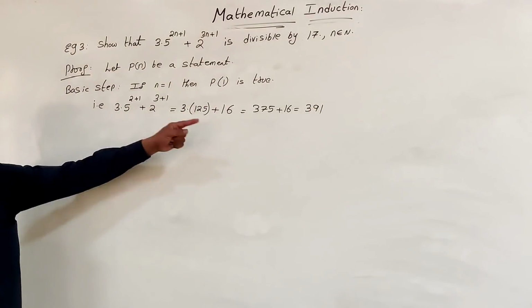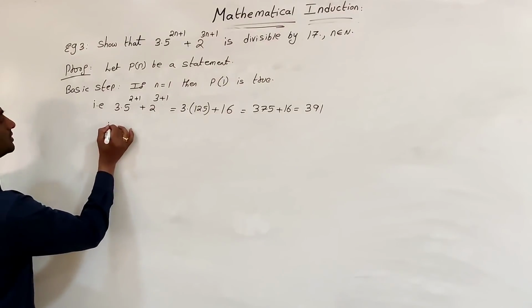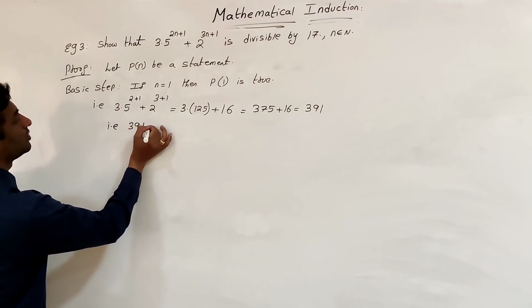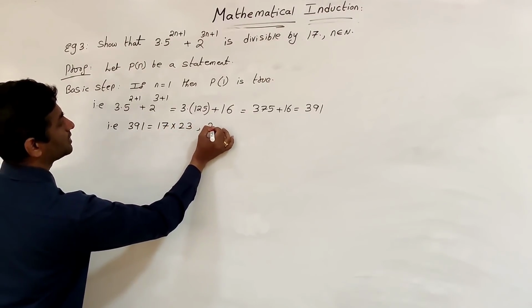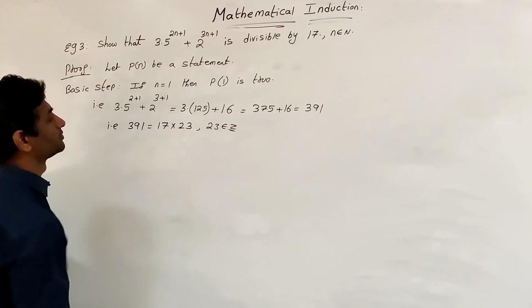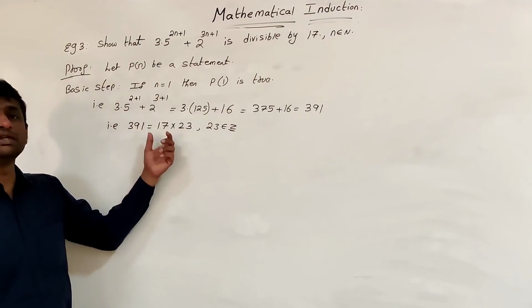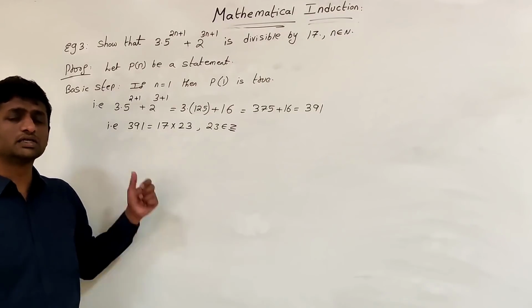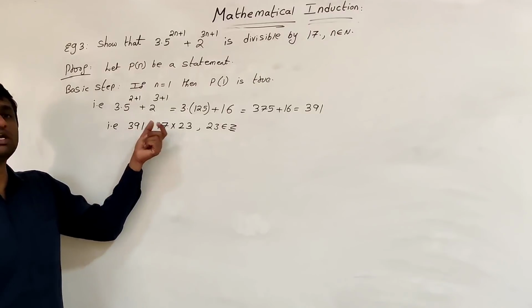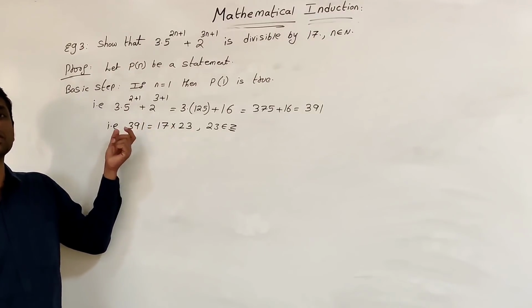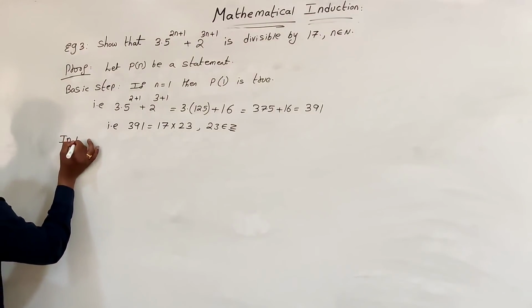Means 391 is divisible by 17. That is 391 is equal to 17 into 23 where 23 belongs to Z. So the given statement is true for n is equal to 1 as 391 is divisible by 17. That is 391 is a multiple of 17 or 17 is a factor of 391. Next we will go for the inductive hypothesis.